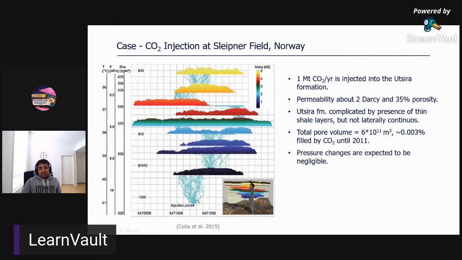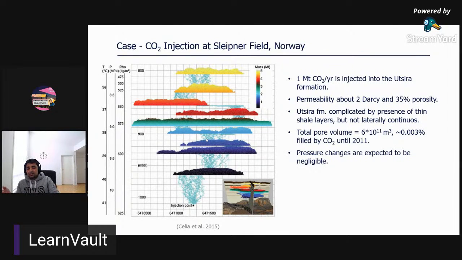This formation is complicated by the presence of thin shale layers. So that's a sandstone formation, and then there are many thin layers of shales, but they do not extend laterally throughout the length of the formation. So you can see some different patches of those shale layers in this figure. The permeability is pretty good. It's 2 Darcy, and the porosity is as high as 35%. So this is the best kind of formation that you can get.